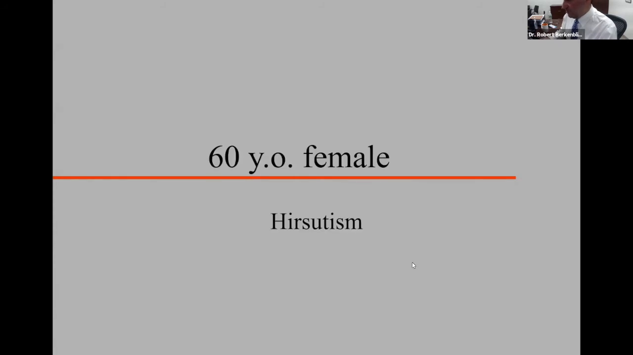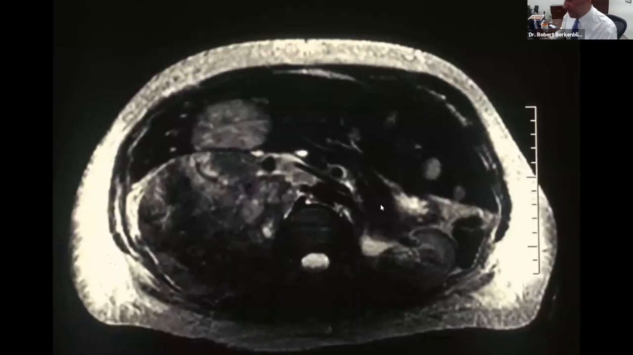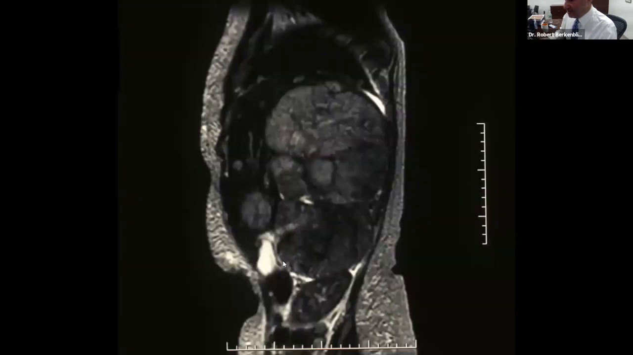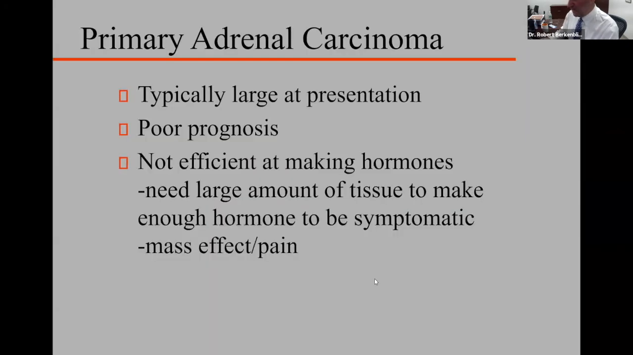This is a 60-year-old female with hirsutism. You can see there's this large mass above the right kidney. The liver lesions consistent with metastatic disease. When we look in the sagittal plane, here's this large mass above the kidney with large masses within the liver consistent with metastatic disease. This is a primary adrenal carcinoma. See how it's displacing the kidney as opposed to arising from the kidney. Primary adrenal carcinomas are typically larger presentation and therefore have poor prognosis.